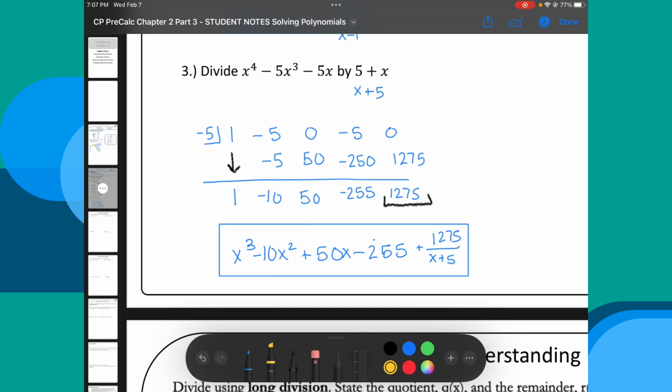So synthetic division is pretty fast. The more you do it, the faster you go, but it can't always be used. It can only be used when we're dividing by a binomial, so two terms, where the leading coefficient there is a 1. If it's something else, we have to go back to long division. So make sure that you practice both. We'll do a lot of synthetic division in this unit, but you need to know the long division too.